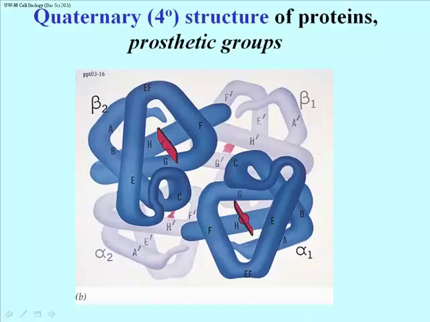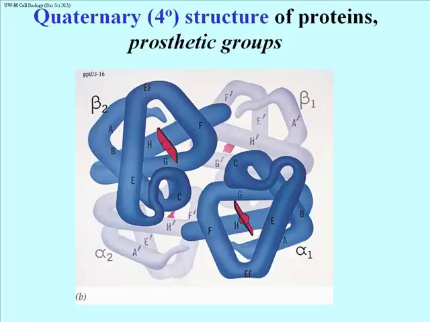The fourth level of structure, or quaternary structure, is shown here in a model of human hemoglobin, which consists of 4 chains, 2 alphas and 2 betas. So anytime you have 2 or more polypeptides, you have quaternary structure.